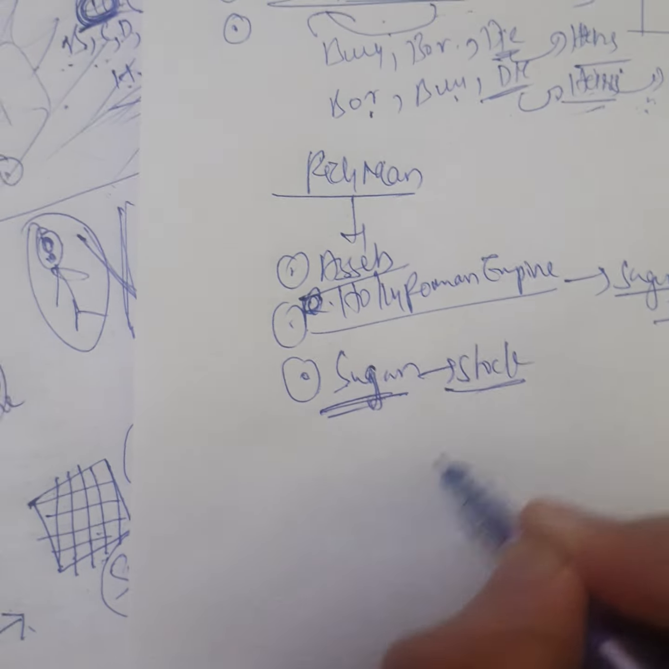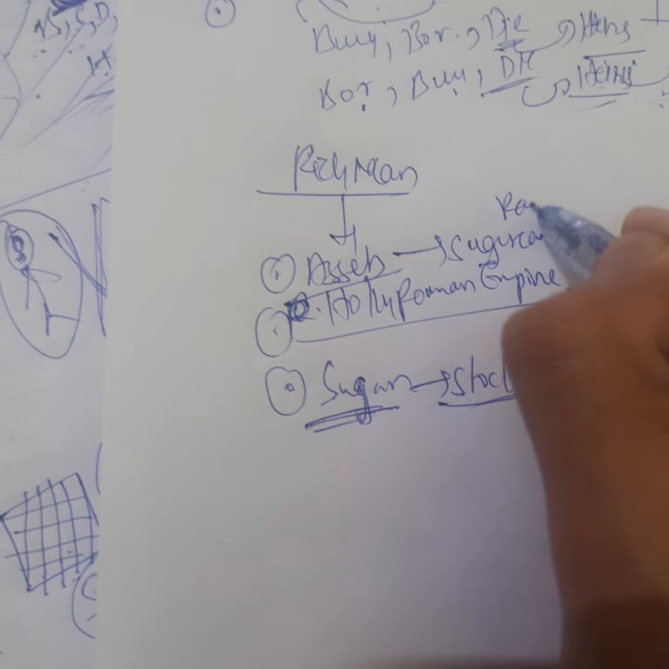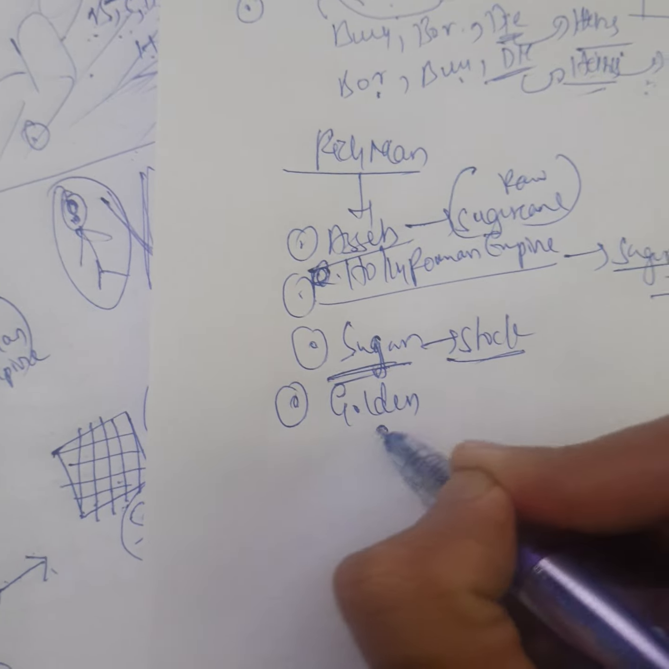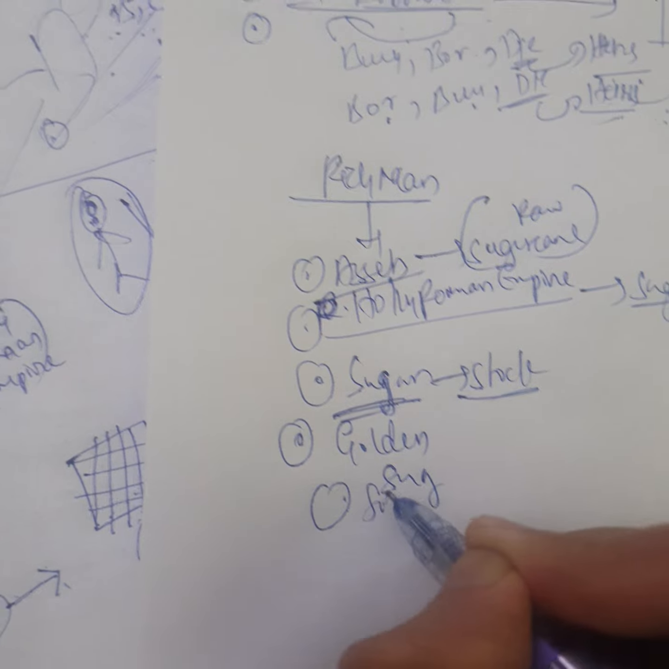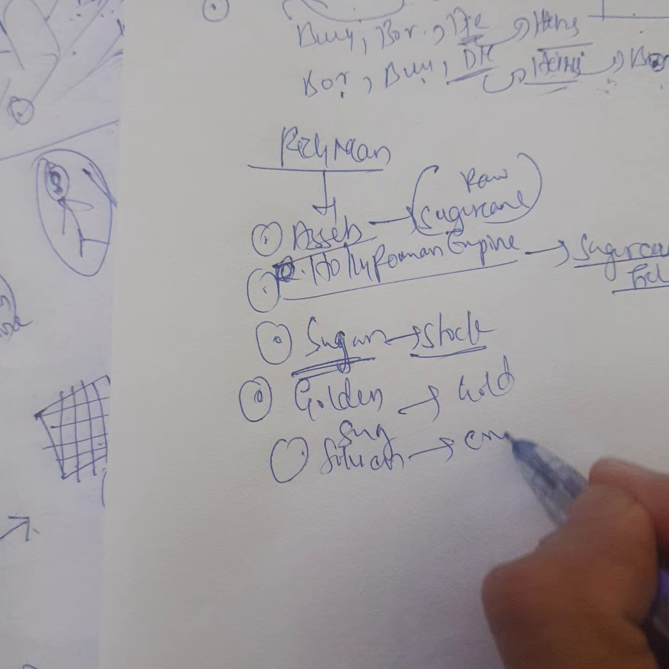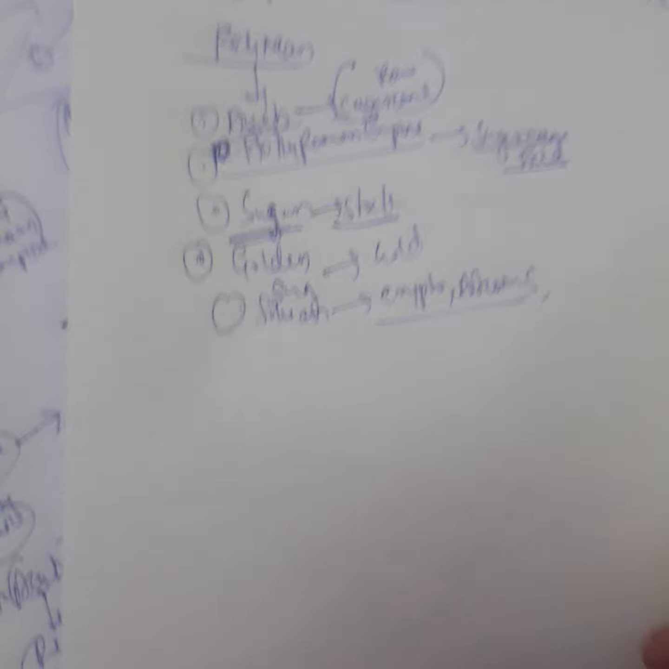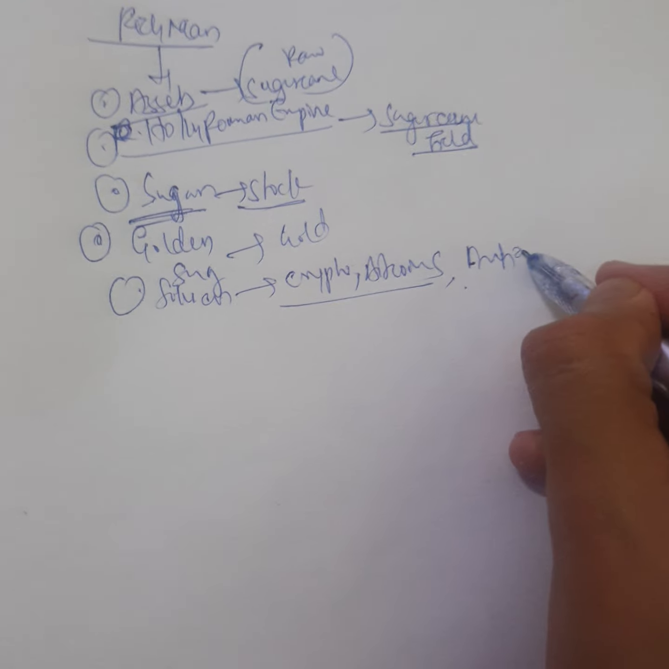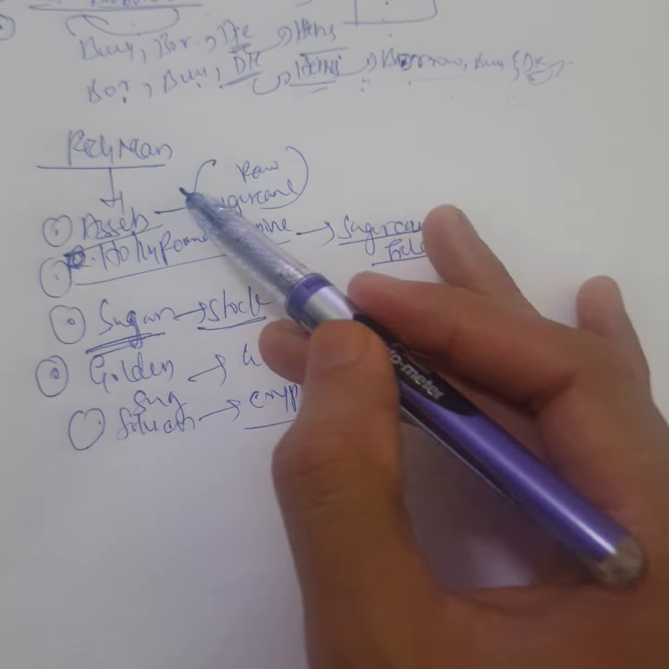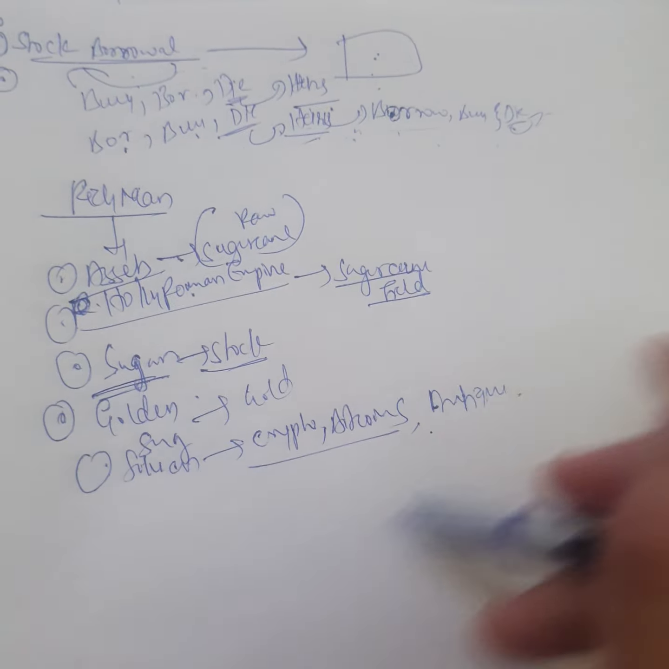He has sugar. He has the raw sugarcane. And at the same point of time he has golden sugarcane and silver sugarcane. Golden sugarcane means gold, and silver sugarcane means crypto and bitcoins, antique pieces and paintings, whatever it may be. Assets, the Holy Roman Empire, sugar, golden, all these things.